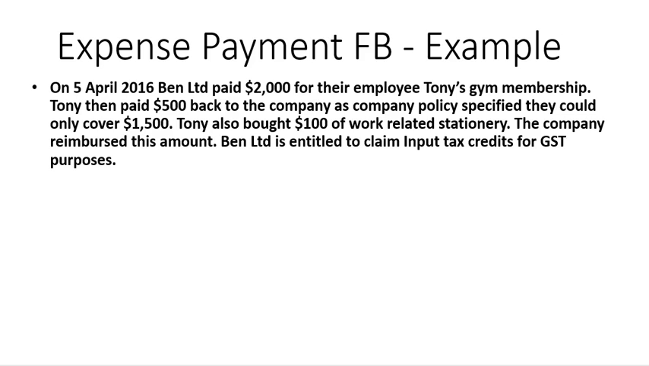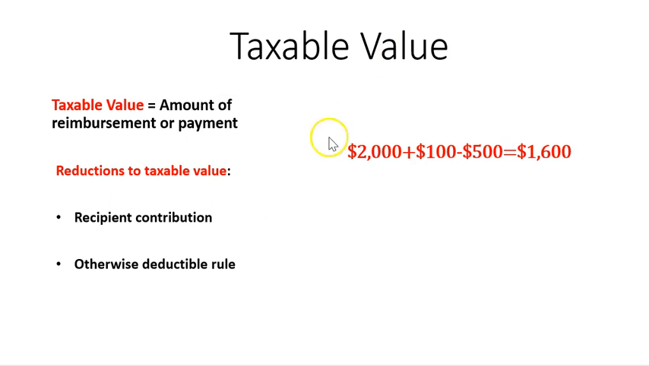So now we move on to an example. On 5 April 2016, Ben Limited paid $2,000 for their employee Tony's gym membership. Tony then paid $500 back to the company, as company policy specified they could only cover $1,500. Tony also bought $100 of work-related stationery. The company reimbursed this amount. Ben Limited is entitled to claim input tax credits for GST purposes. Okay, so we need to work out the taxable value.